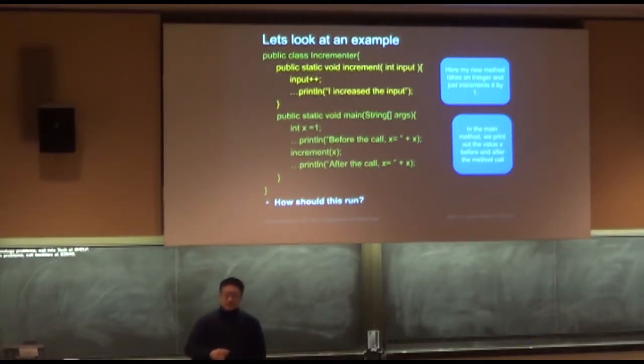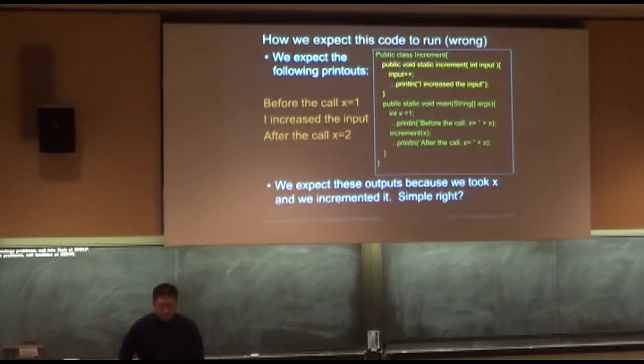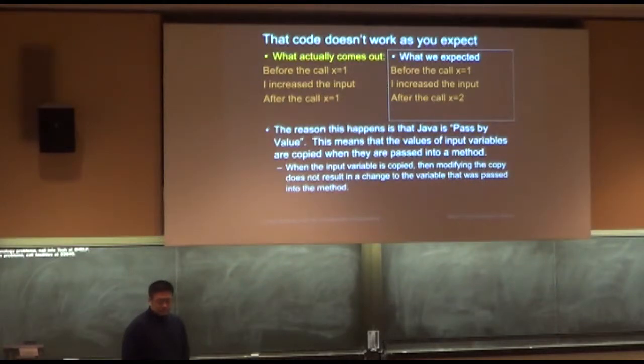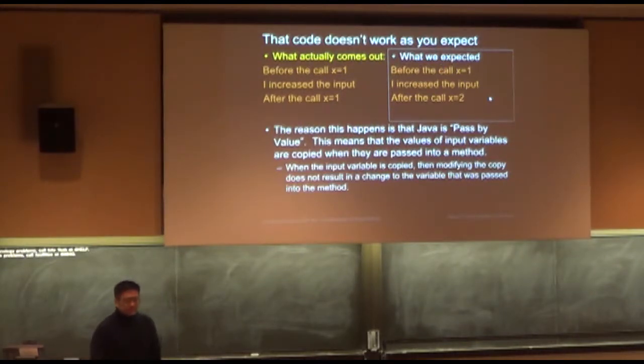Okay, so this is what actually comes out. Before the call x equals 1, I increase the input. After the call x equals 1. So what we could have expected if we had the misconception that I described, it would say before the call x equals 1, then it would say I increase the input, and after the call it would say x equals 2. This is not going to happen because of call by value.